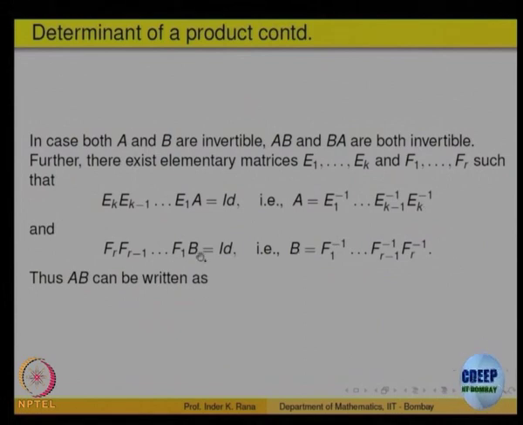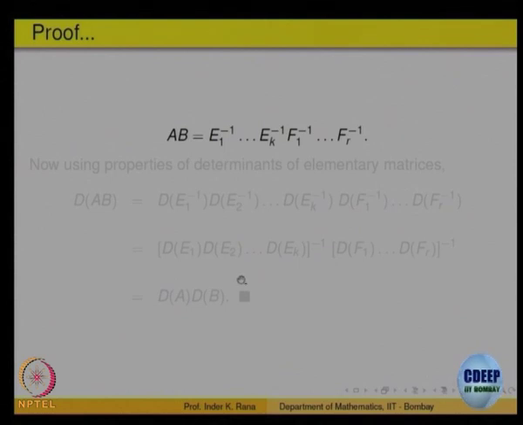Similarly, what is B? B is again invertible, so its reduced row echelon form is identity. So, I should be able to pre-multiply it by elementary matrices so that it becomes identity. That means B is equal to this product of inverses. So, I know what A is and what B is. What is AB? This is A, this is B, I multiply them both. So, AB is equal to E1 inverse up to Ek inverse, F1 inverse up to Fr inverse, that is B. Now, all of them are invertible matrices, so that is invertible.